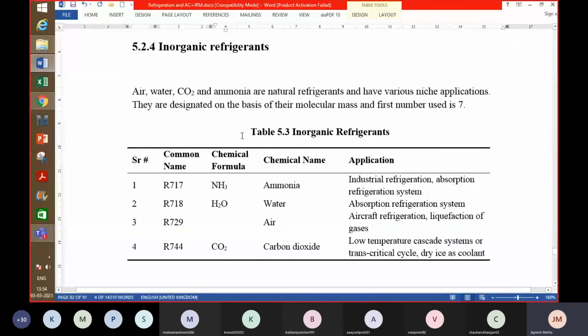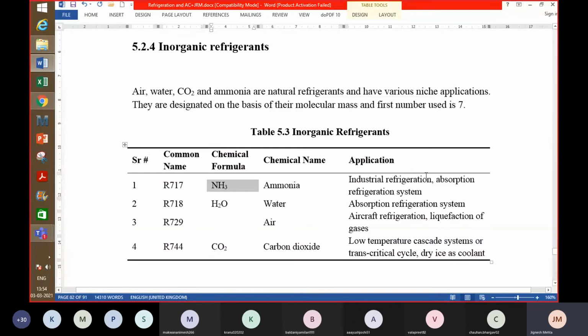Now there is another class of refrigerants called inorganic refrigerants, like air, water, CO2, ammonia. And they may be called natural refrigerants also. They are also becoming popular, particularly ammonia. Even in airport air conditioning in many European countries, ammonia is being used as a refrigerant. Inorganic refrigerants start with 7, and the last 2 digits are the molecular mass of that substance, right? So if you are talking about ammonia, it is R717.